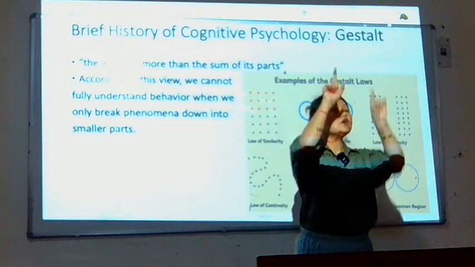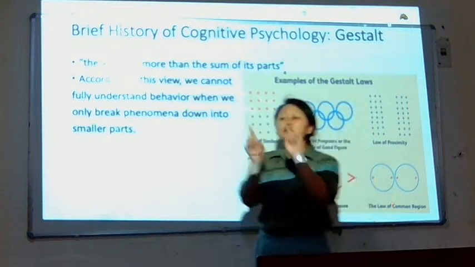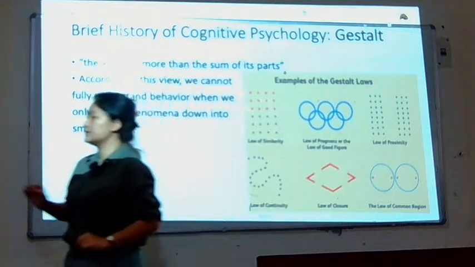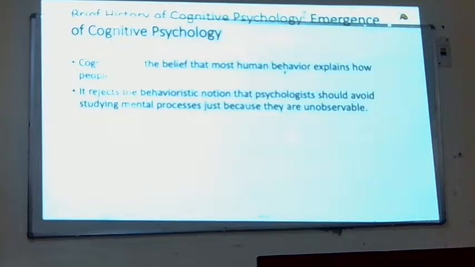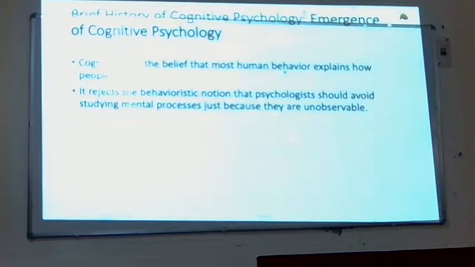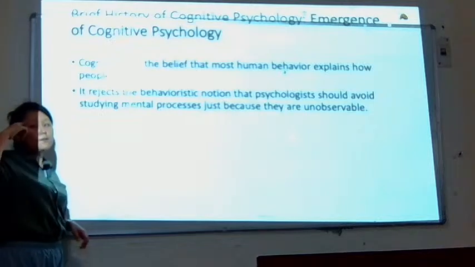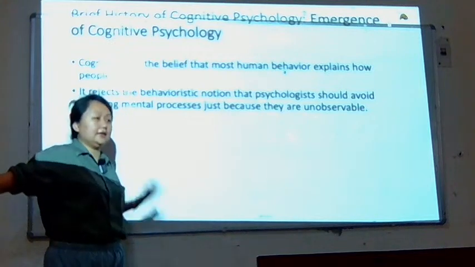Understand the behavior from those whole parts. You understand? The whole is greater than the sum of its parts. From here comes the emergence of cognitive psychology. Cognitivism is the belief that most human behavior explains how humans think. So whatever I do, it tells you what I think.